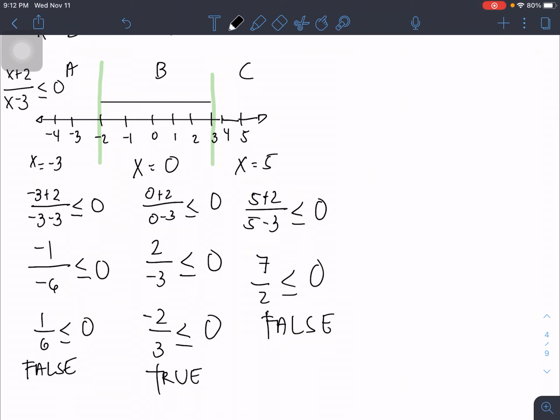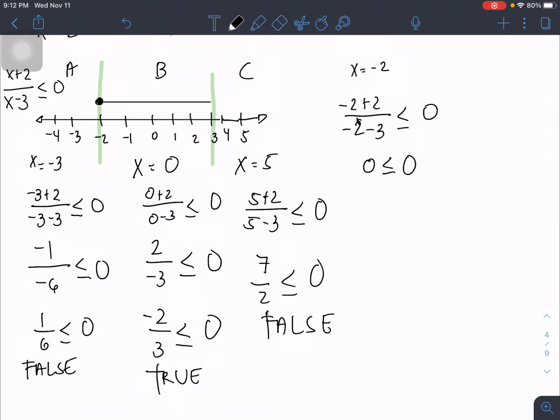However, I have -2 and +3. Would -2 and +3 be included in the solution? So let's try to prove. If x is equal to -2, this will be (-2 + 2)/(-2 - 3) less than or equal to 0. So -2 + 2 is 0. So this will be 0 less than or equal to 0, and 0 is equal to 0, meaning -2 should be included.